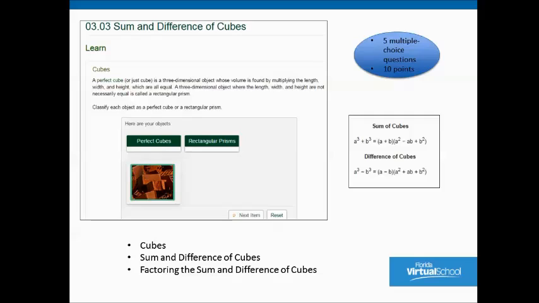3.03 is the sum and difference of cubes. This first little interactive here that they get on the first page talks to them about perfect cubes as opposed to the rectangular prisms. They learn about cubes, sum and difference of cubes, factoring the sum and difference of cubes in this lesson. The assessment is 5 multiple choice questions worth 10 points.